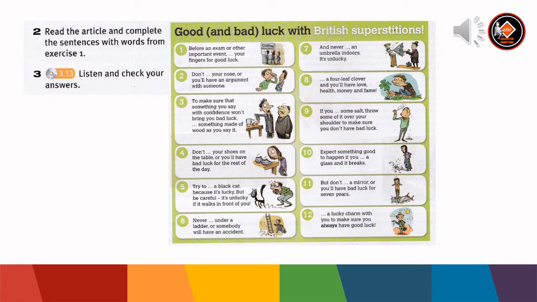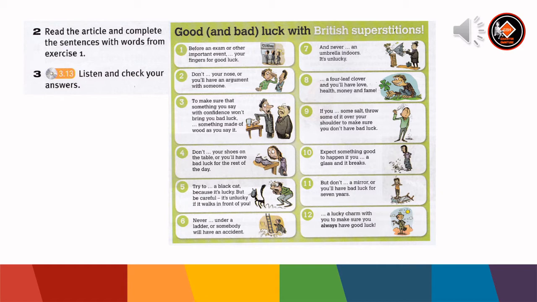Unit 8. Vocabulary and Listening. Verbs of Movement. Exercise 3. Good and bad luck with British superstitions. Before an exam or other important event, cross your fingers for good luck. Don't scratch your nose, or you'll have an argument with someone. To make sure that something you say with confidence won't bring you bad luck, touch something made of wood as you say it.